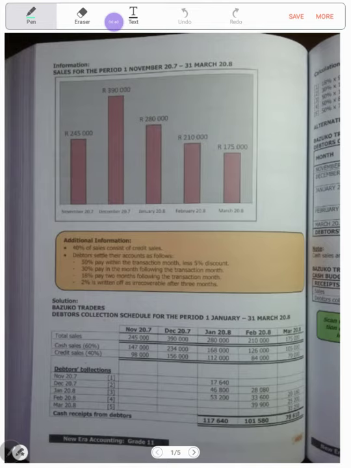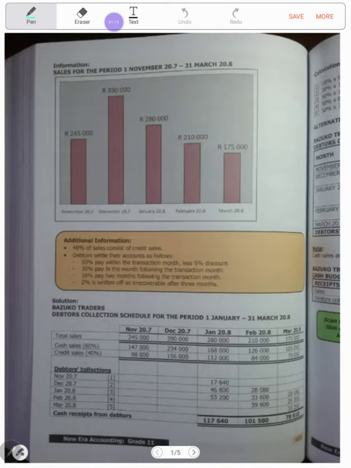Right, so the first thing that you need to understand about the debtors collection schedule is the term debtor. How does a business get a debtor? A business gains a debtor when we sell to the customer goods on credit. In turn, we get a debtor, someone who owes the business money. Why do they owe us money? We sold to them on credit. They didn't purchase goods using cash, they purchased goods on credit terms, meaning buy now and pay later.